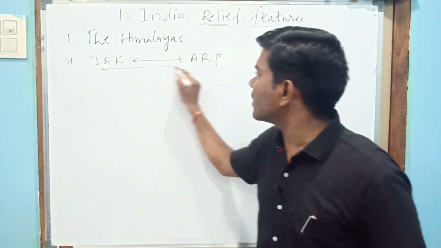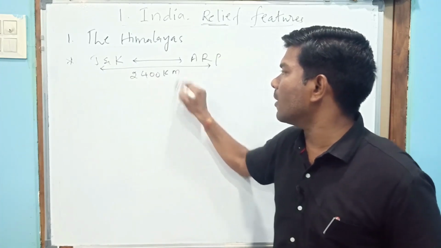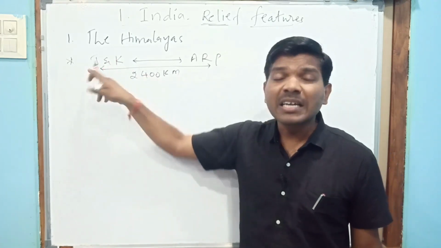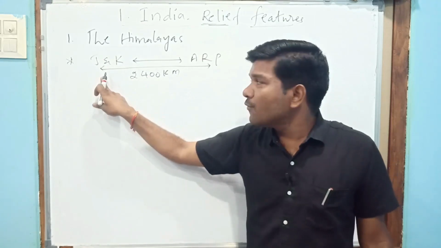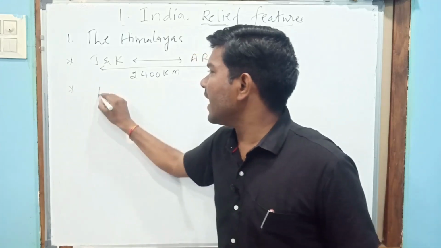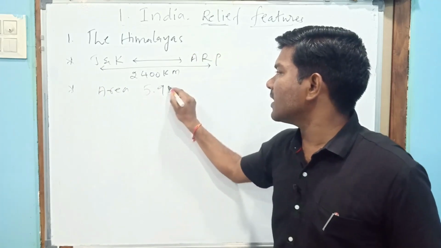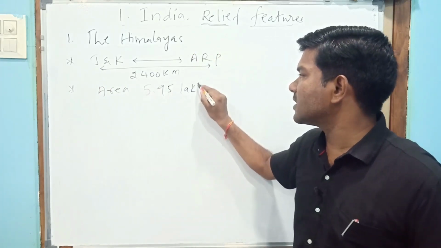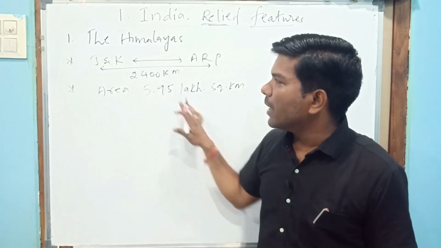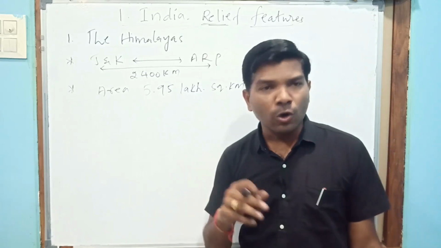From Jammu Kashmir to Arunachal Pradesh, what is the distance? The distance is 2400 kilometers long. So the length of the Himalayas is 2400 kilometers. And what is the area of the Himalayas? It is not given in our textbook. The area of the Himalayas is 5.95 lakh square kilometers, a huge area occupied.